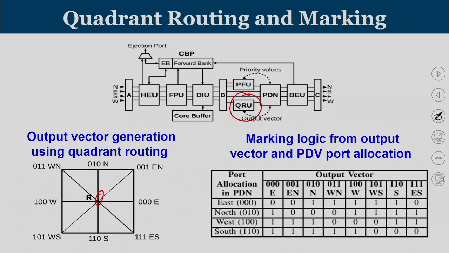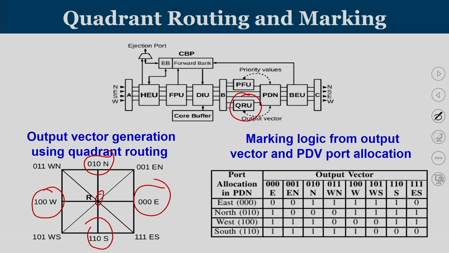The destination can be in any of these 8 possible cases. It can be in the east north side of the current router. It can be strictly on the north side of the current router. Strictly on the north side means the destination is exactly on the same column as that of the current router. It can be strictly on the south side, where the destination is also exactly on the same column, but towards the south direction. Destination can be strictly on the west or east side. In that case, they are in the same row. So, we have 8 different possibilities for an incoming packet.